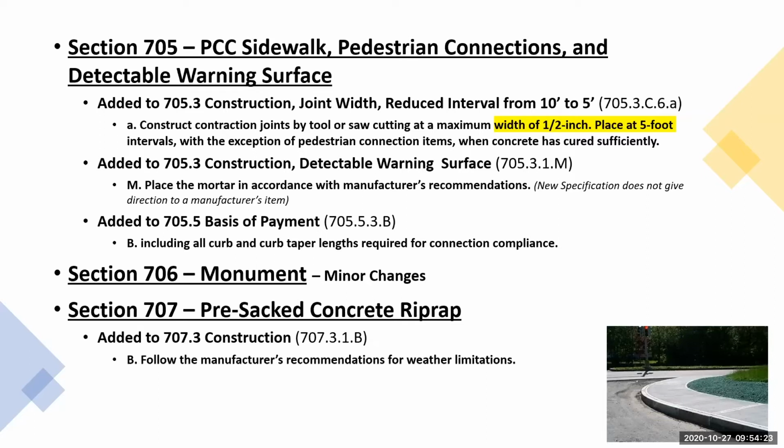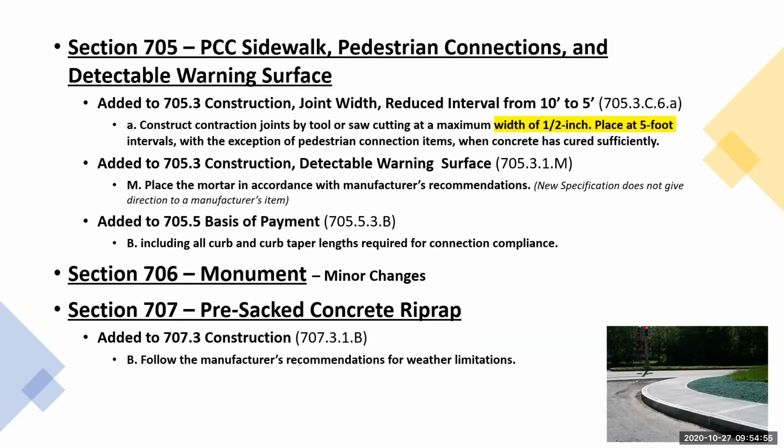And we added the 705.5 basis of payment that this includes all curb and curb taper length. This is for the pedestrian connections. So the pedestrian connections include curb and curb taper lengths required for connection compliance. For 706 under monument, there were just minor changes. And then under section 707, the precast concrete riprap, once again, we're going to defer to the manufacturer's recommendations for weather limitations.